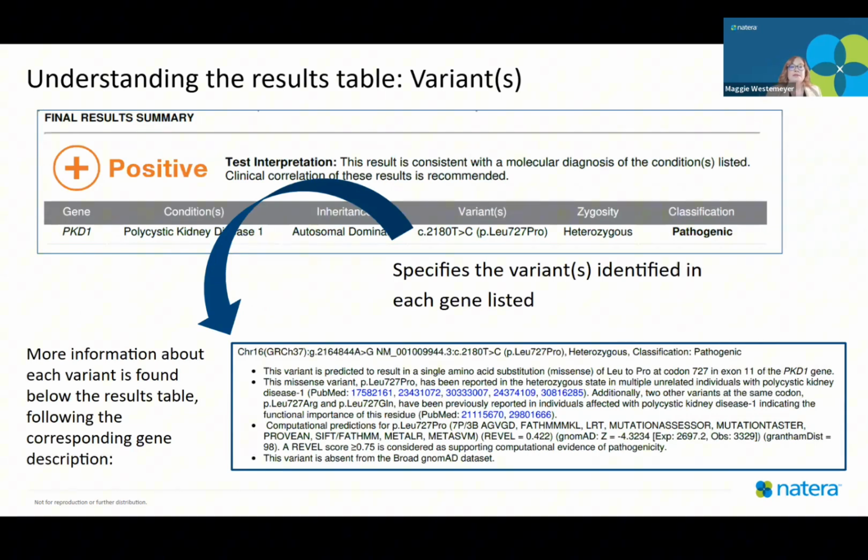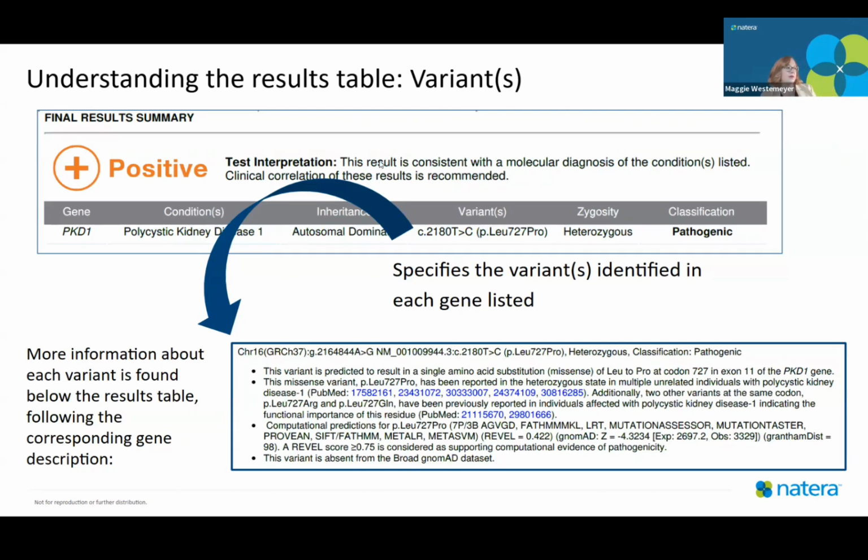So next comes additional information on the report. When there's a positive result, we're going to have that gene-specific information that tells you about the condition associated with the gene, but then you get to the variant-specific information, the actual meat of the interpretation. And within each gene listed, that variant column is going to specify the specific genetic alteration.